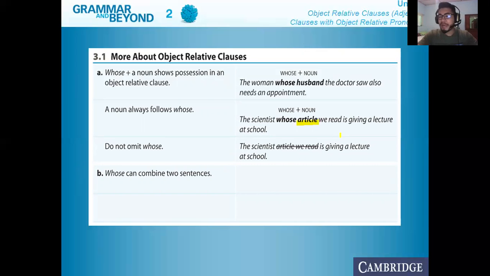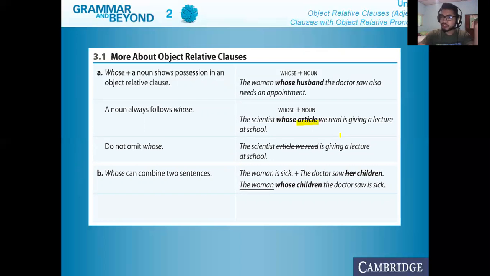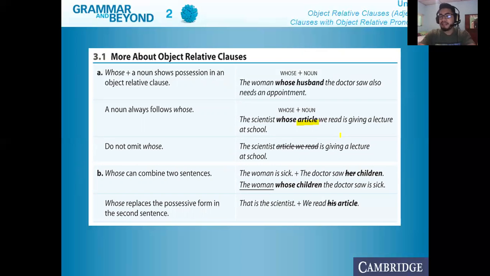Whose can combine two sentences as well as any other object relative pronoun. And we have like the woman is sick, the doctor saw her children. And the woman whose children the doctor saw is sick. Over here, we're combining the two ideas. Whose replaces the possessive form in the second sentence, and that is a scientist, we read his article. That is the scientist whose article we read. You combine the two ideas, in this case, you're showing the possession of something. And with that, we're going to end the explanation of object relative clauses.